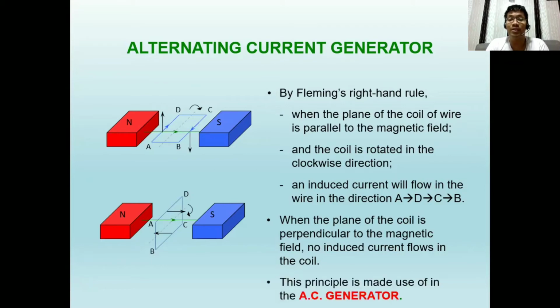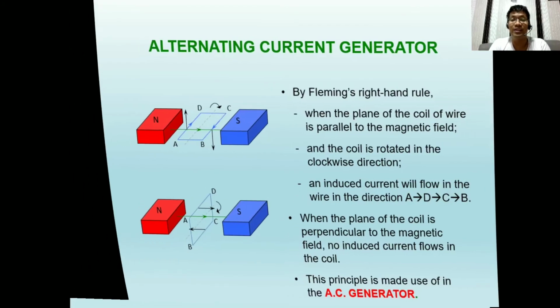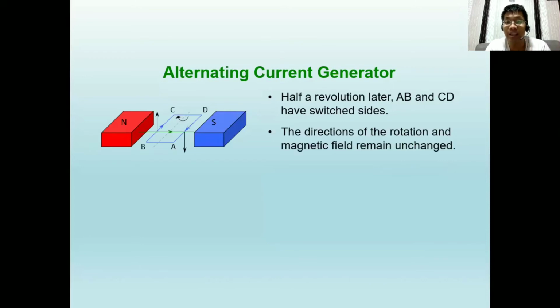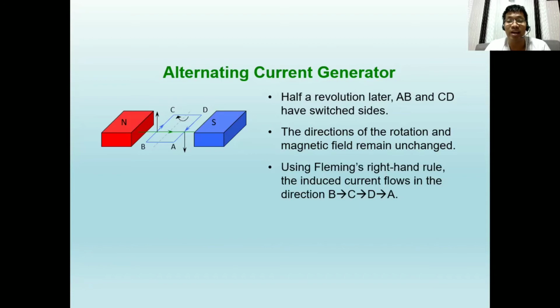And this is the principle used by AC generator. So we have here this setup, and this is described as a half of a revolution. And in here, there will be switching of sides. So we got A, B, and C, D. And we have to take note that the direction of the rotation remains the same, as well as the magnetic field. And so when we reach this part, as we apply the Fleming's right-hand rule, the induced current will flow now from B, C, D, A, and then going to our external output.